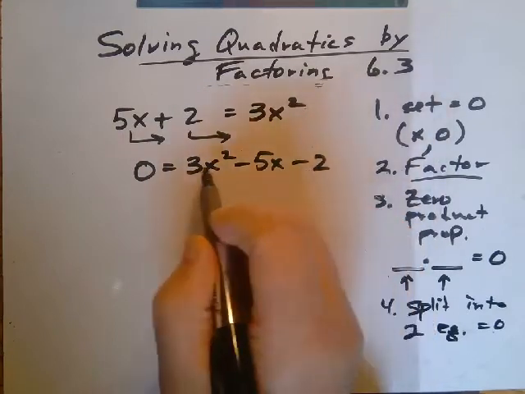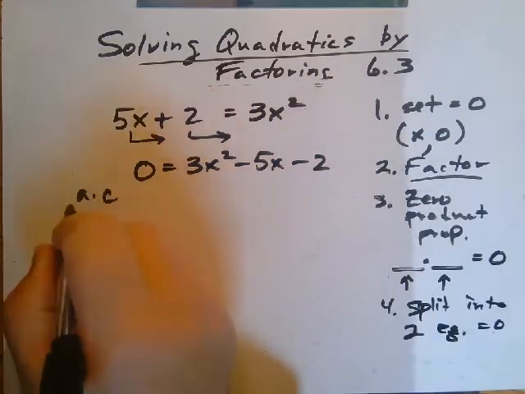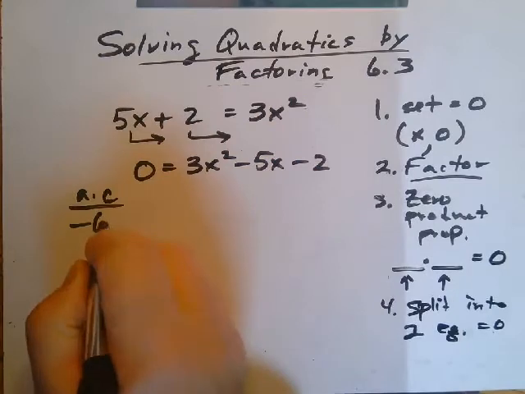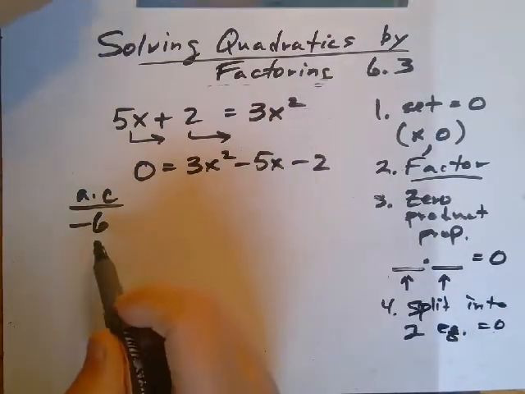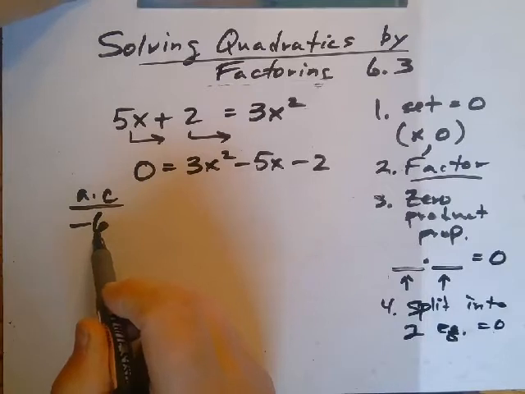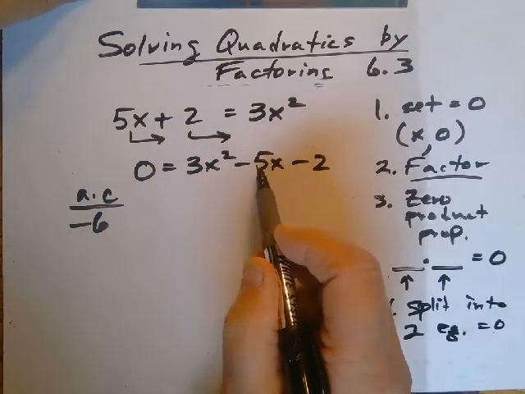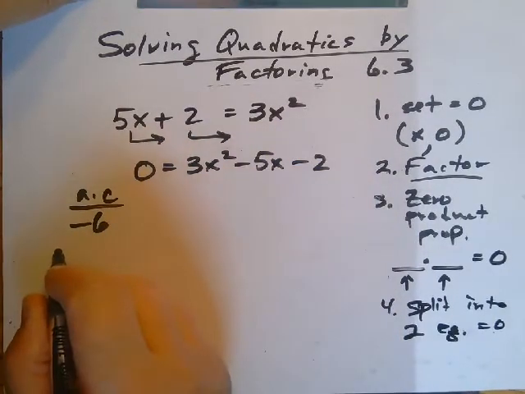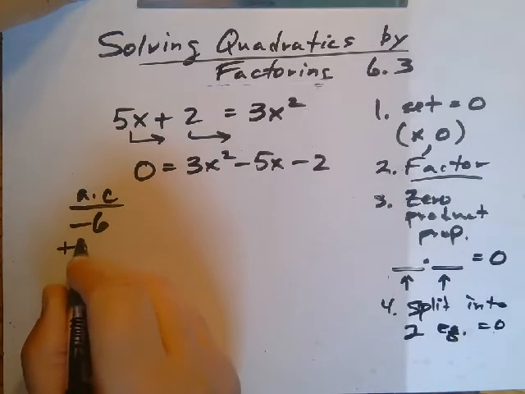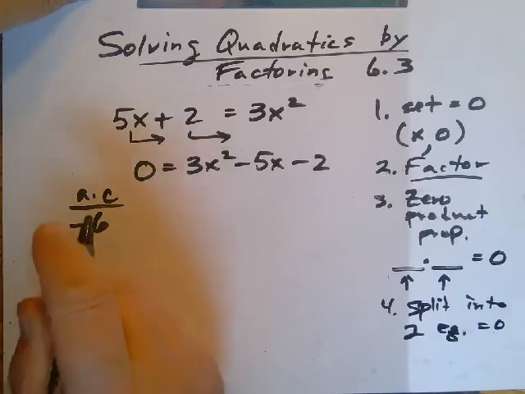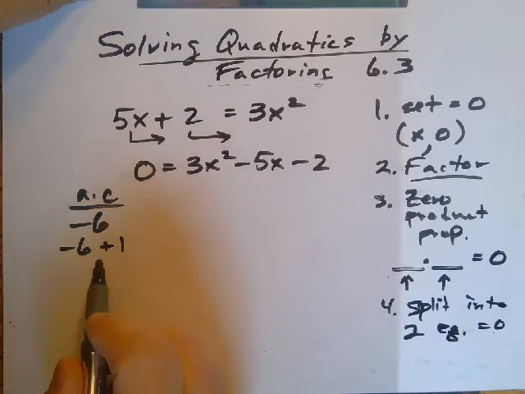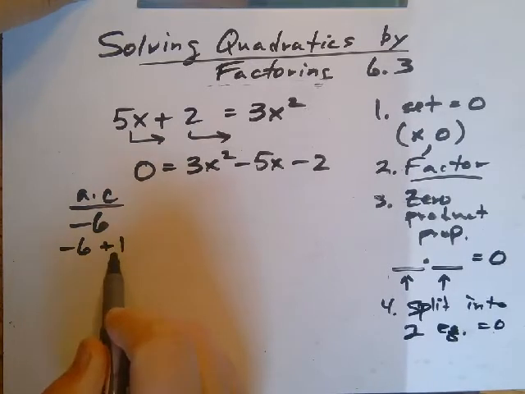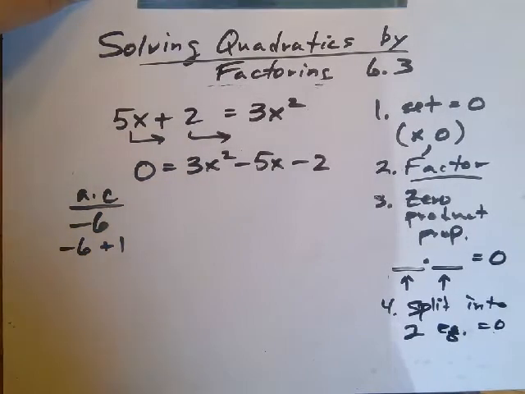All right, let's factor this. 3 times a negative 2, a times c. 3 times a negative 2 is a negative 6. What two numbers will give me negative 6 when I multiply and negative 5 when I add? Well, that would have to be a negative 6 and a positive 1. Their product is negative 6 and their sum is a negative 5.